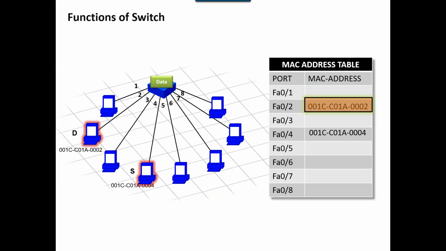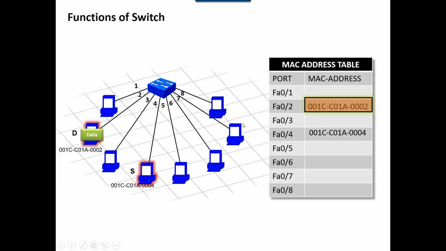The second time, if system 1 wants to transfer the data to system 3, system 1 will send the request to the switch. Now what the switch will do is first check the MAC table. For the particular system 3 only, it will transfer the data, because now the switch knows which is A, which is B, which is C, which is D, because in the MAC table it is maintaining that information.